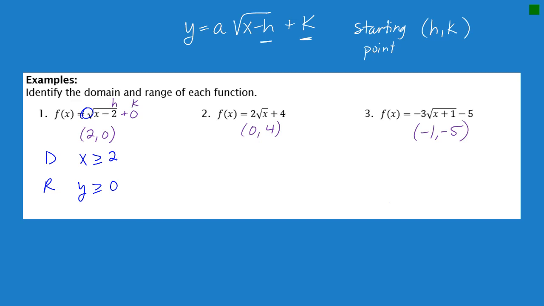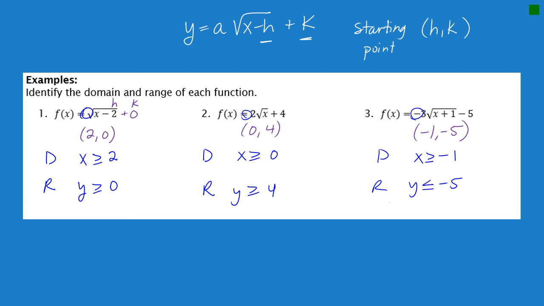For number 2, I know that I'm going to use x and 0, y and 4. This graph is also not reflected, so both of my signs will be greater than or equal to. For number 3, x goes with -1 and y goes with -5. This graph is reflected, so my x value will still stay greater than or equal to, but my y value will switch.